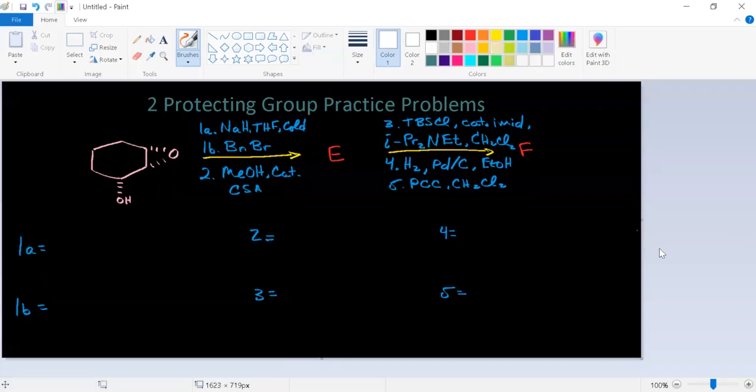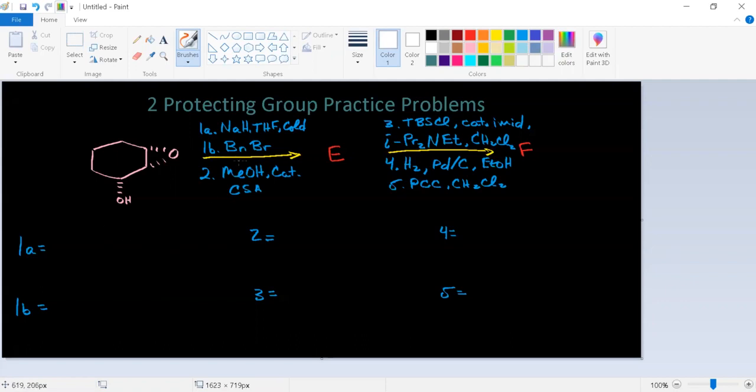So in this video, I just have two more practice problems that work with protecting groups. This first one looks like it has 5 steps. You could say it's 6 if you wanted to, but let's just get right into it. Why don't you go ahead and try to attempt problems 1 through 5, however you're looking at it, and we can work on it after.